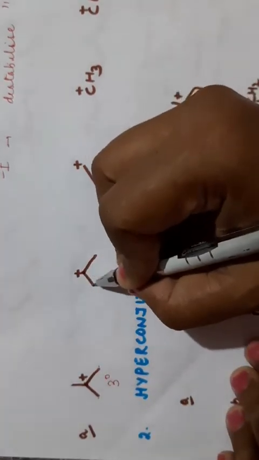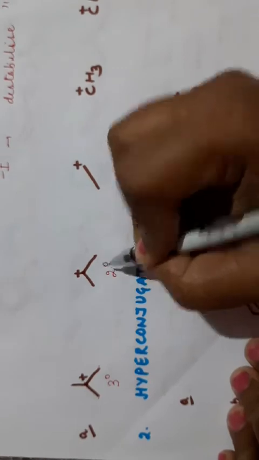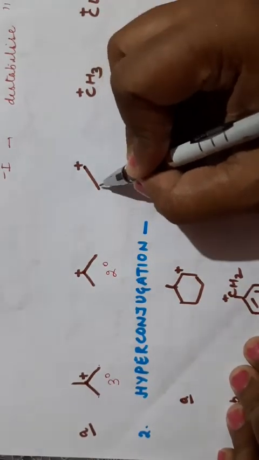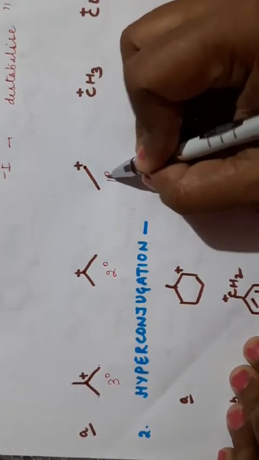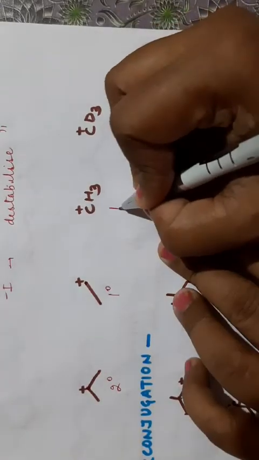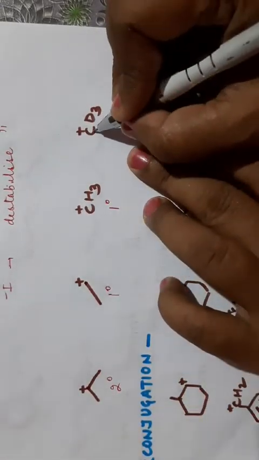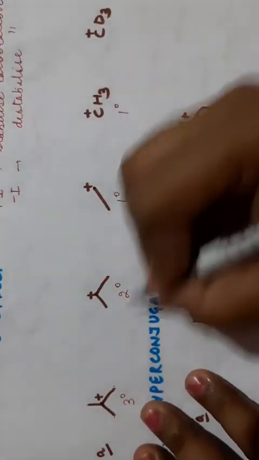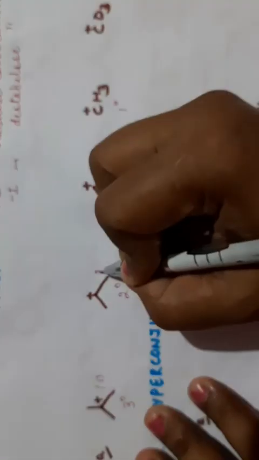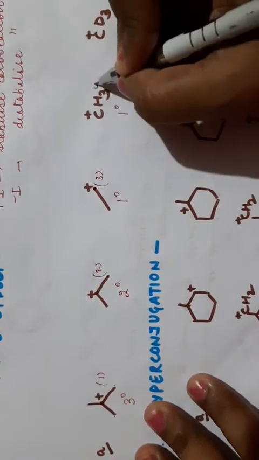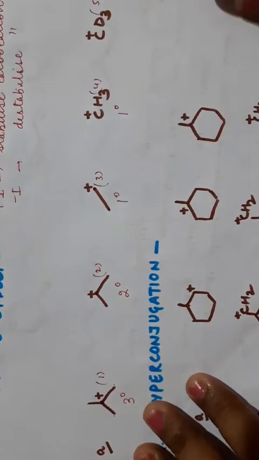Here this carbon is attached to 2 carbon, it is 2 degree. Here this positively charged carbon is attached to 1 carbon, it is 1 degree. It is also 1 degree. Then here the carbon is attached to deuterium. Now we have to arrange them. Suppose we number them as 1, 2, 3, 4 and 5. Now you have to arrange them.